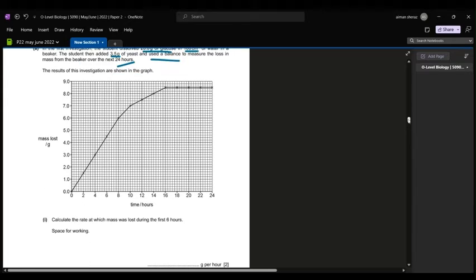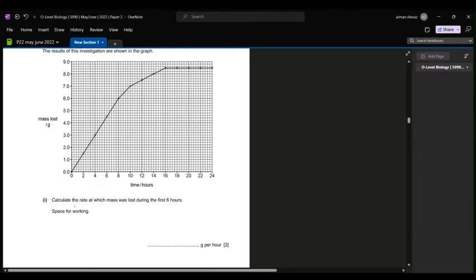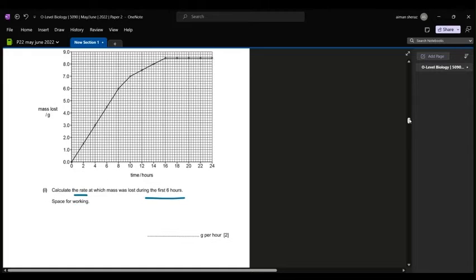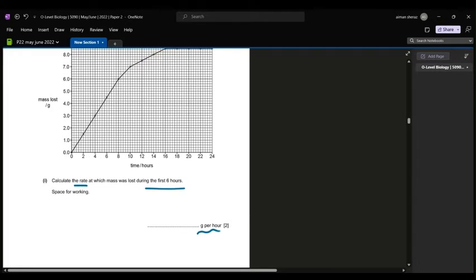Part 1 says to calculate the rate at which mass was lost during the first 6 hours. If you see the unit of the answer, you can see it's gram per hour. So here you get a hint that we are going to divide grams by hours.